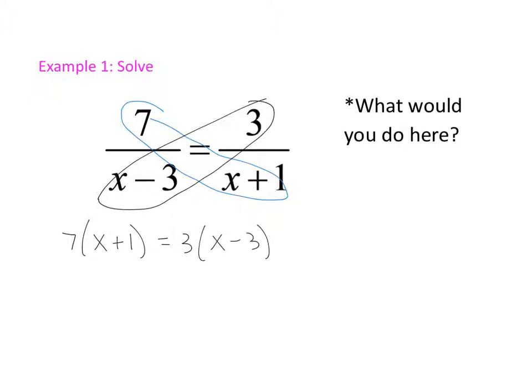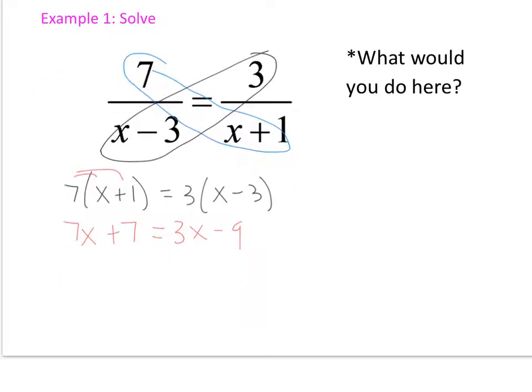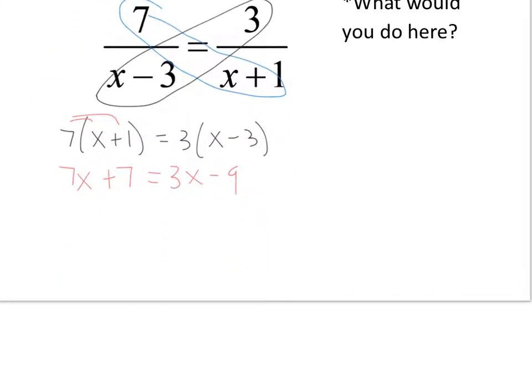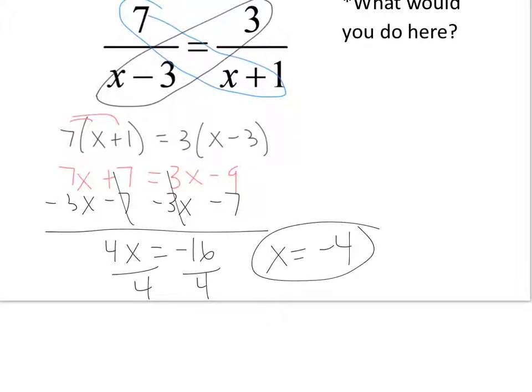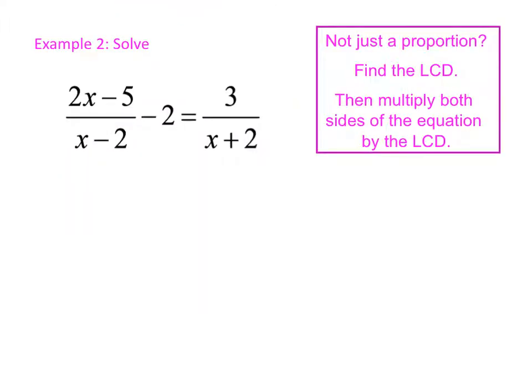Now we just have to do a little bit of math, distribute, and get 7x plus 7, set that equal to 3x minus 9, and then continue to solve. So here I would perhaps put the x's on the left-hand side by subtracting 3x, at the same time subtracting 7 to get that on the other side. So I get 4x is equal to negative 16. So here x would be equal to negative 4. So again, cross multiplication works when you have a rational equation that's a proportion. Let's look at another example.